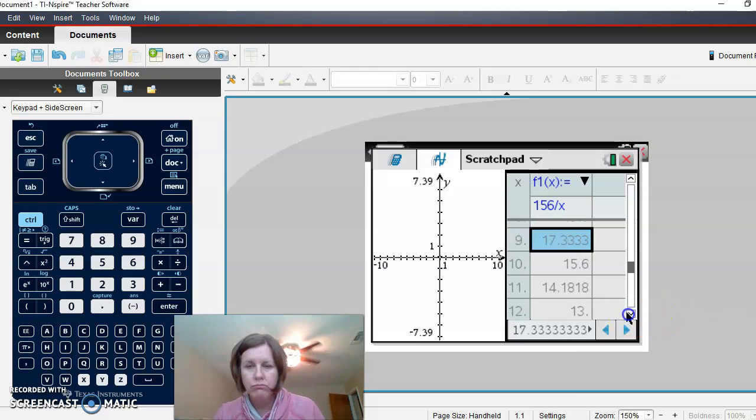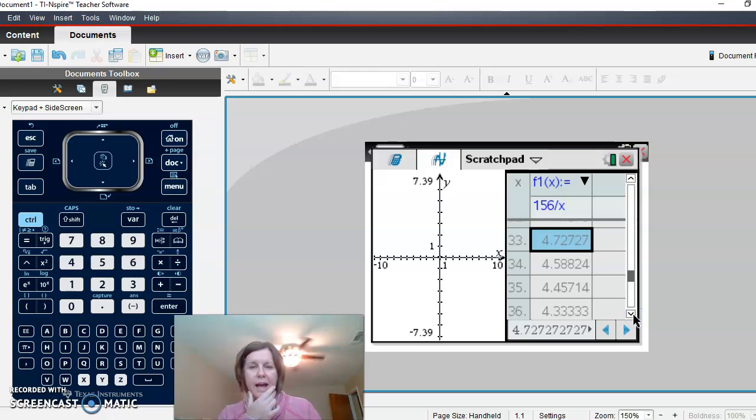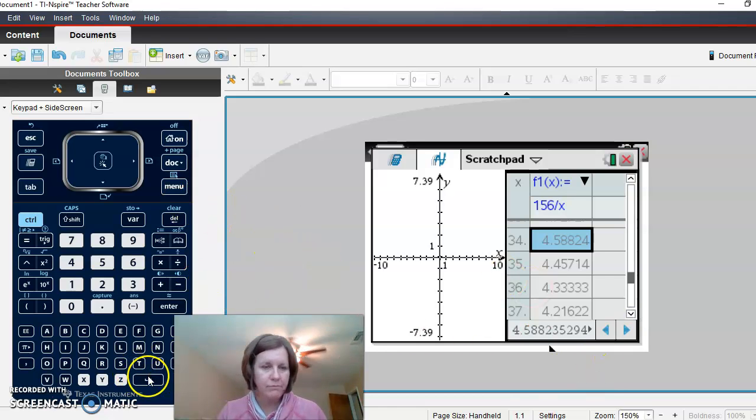16 doesn't work. So it looks like maybe 4 is my highest perfect square. Okay, so this is just a good tool. Might be helpful to you, might be not. Totally up to you.